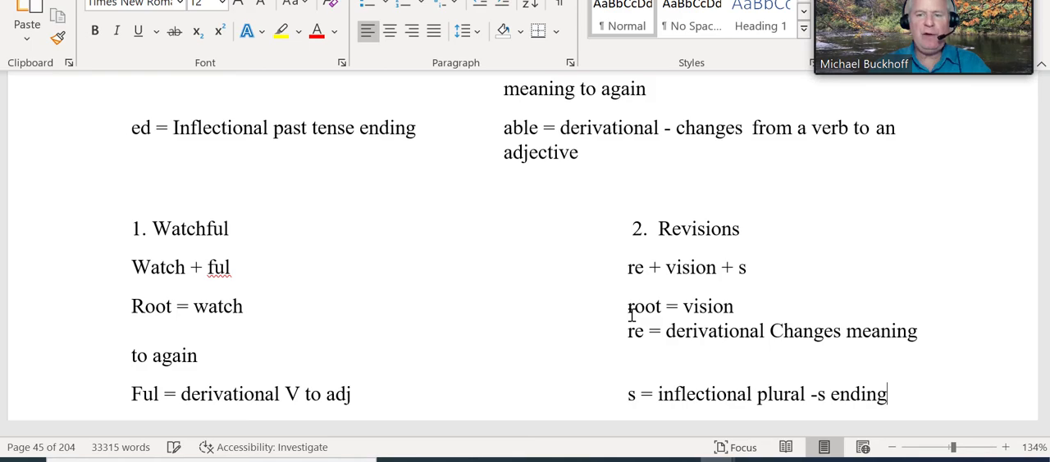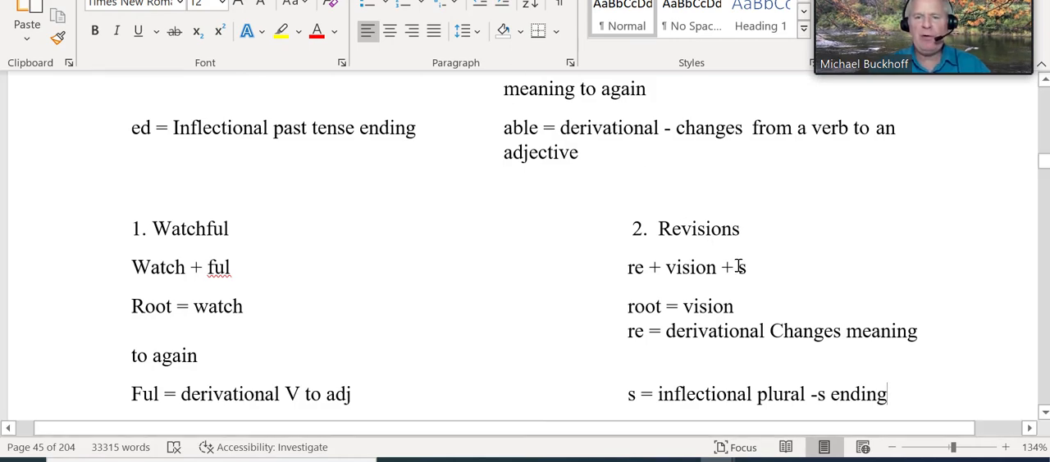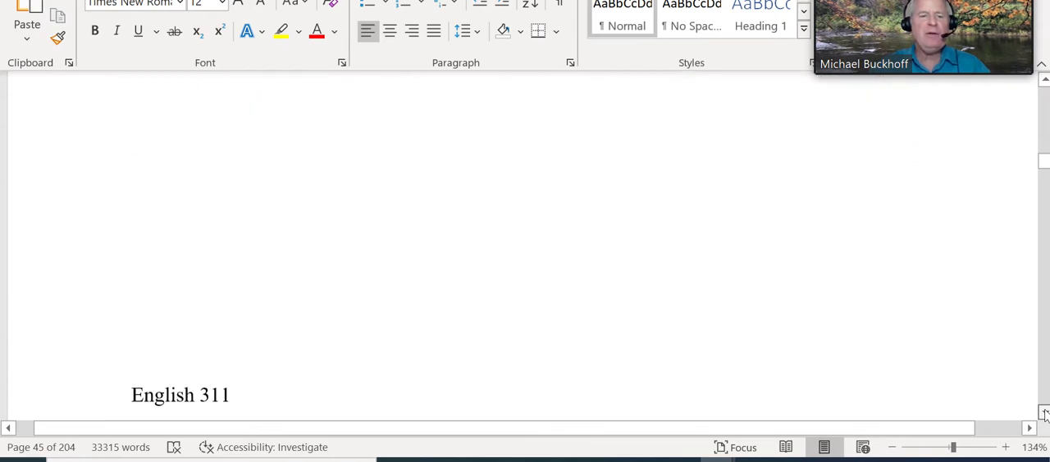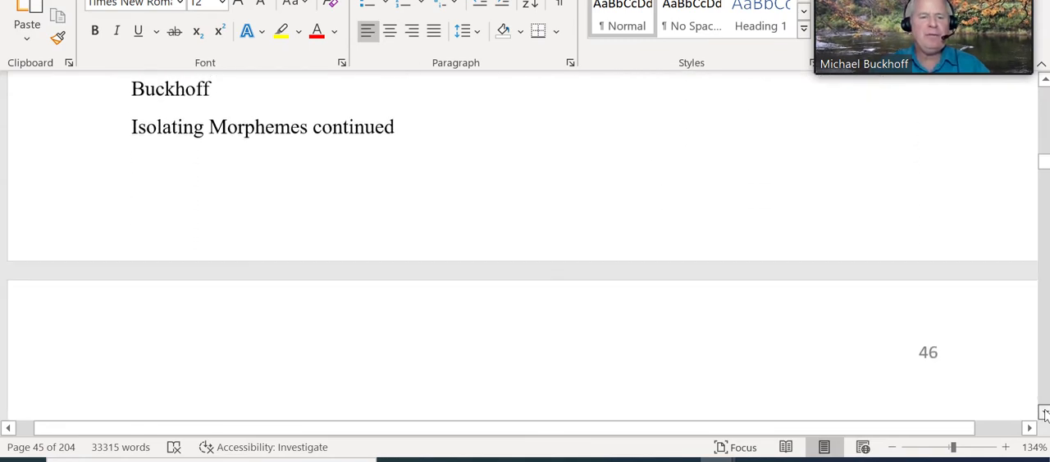Even if you just say something like this is fine, S equals inflectional plural S ending. That really explains what's going on here. And then you have the RE as a derivational affix. It changes the meaning to again. So we've isolated, that's called isolating morphemes.